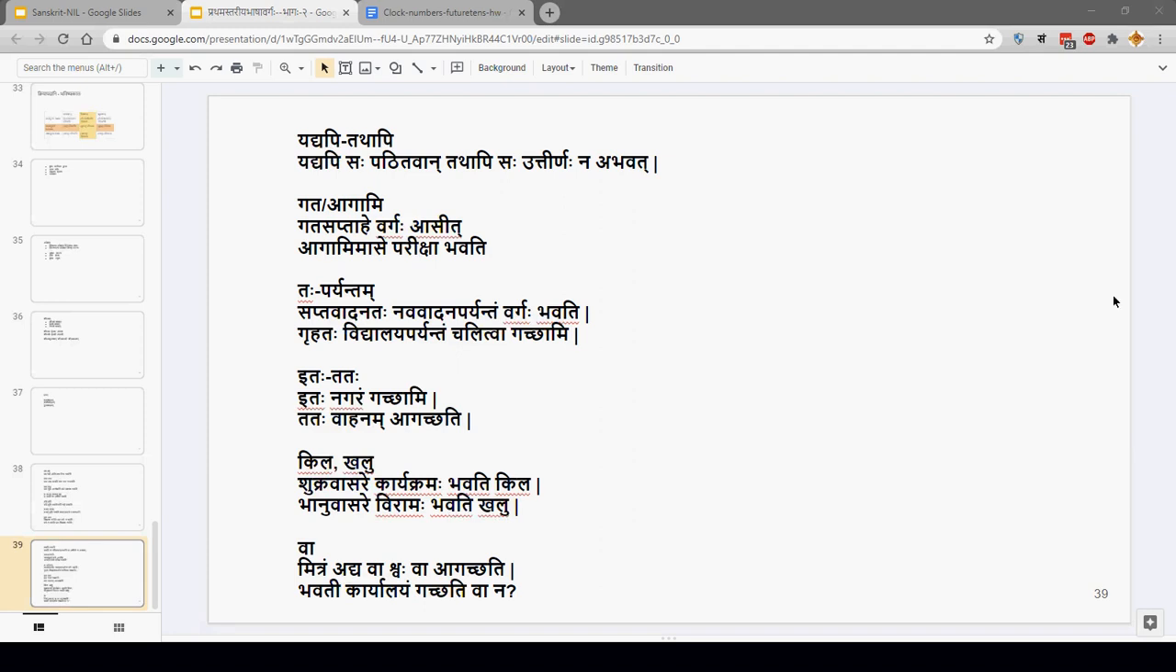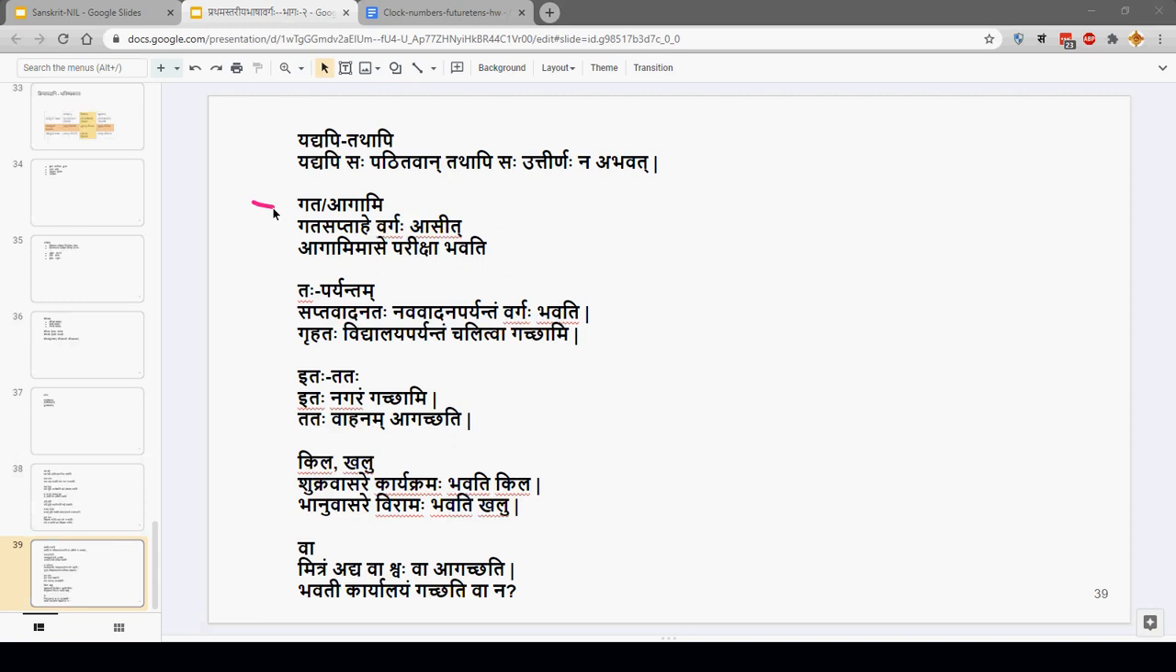Then we'll gata agami. So gata agami, they are not independent words in this format. So we just add to another noun, before the noun, prefix it and just make it a single word. For example, here gata means former, previous, and agami means upcoming, next. So here gata saptahe, saptaha is week.